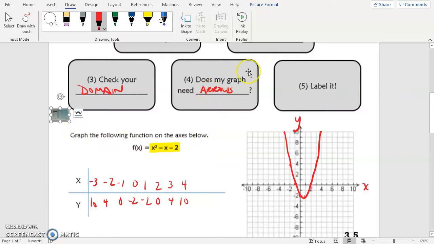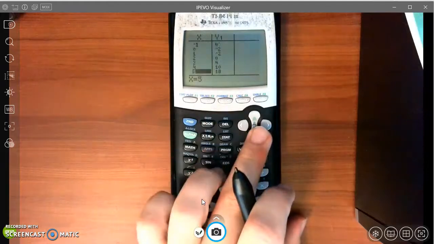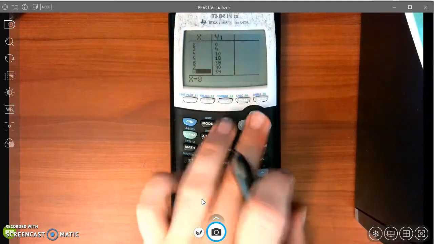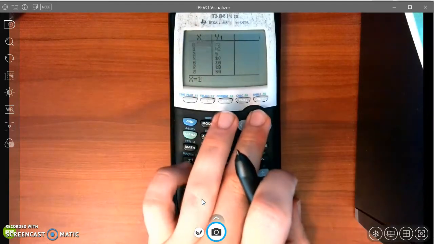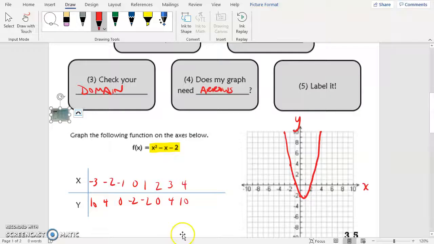But the next question, does my graph need arrows? That's an important question to ask. If I go back and kept scrolling, those numbers go on forever. So I need to show on my graph that the numbers go on forever. And to do that, we put arrows on the end. This graph goes on forever. I need to show it does.